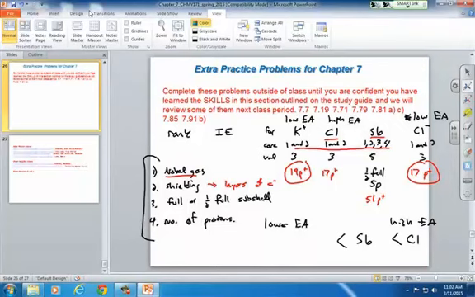The only major difference is the number of protons. So since the K plus has more protons than the Cl minus, it's going to attract a new electron a little bit better with that extra positive charge. So we would say it's going to have a slightly higher electron affinity than the Cl minus.